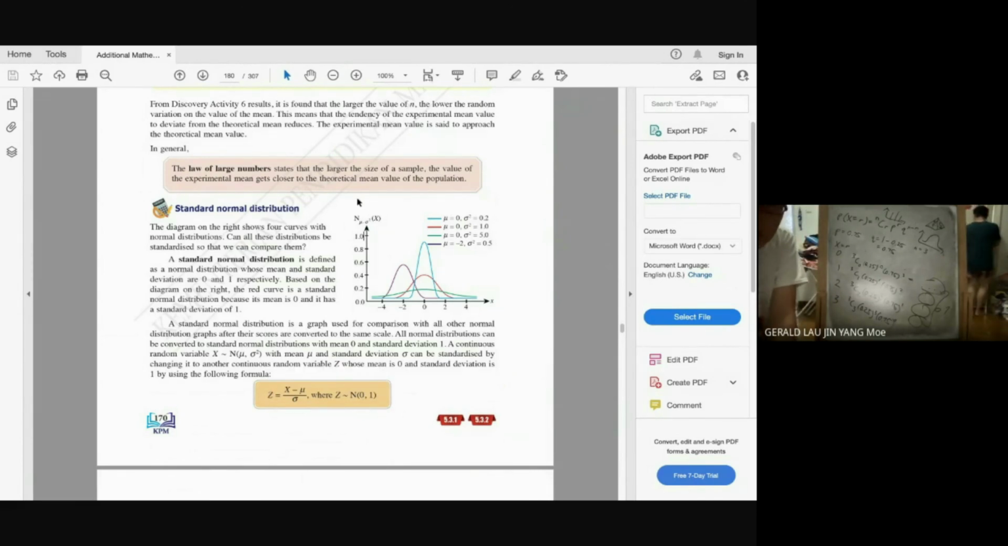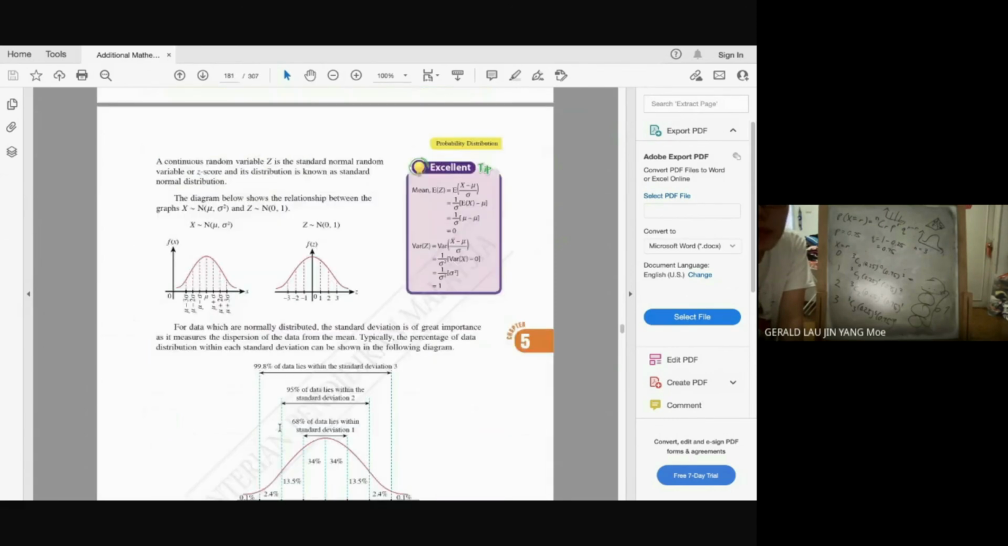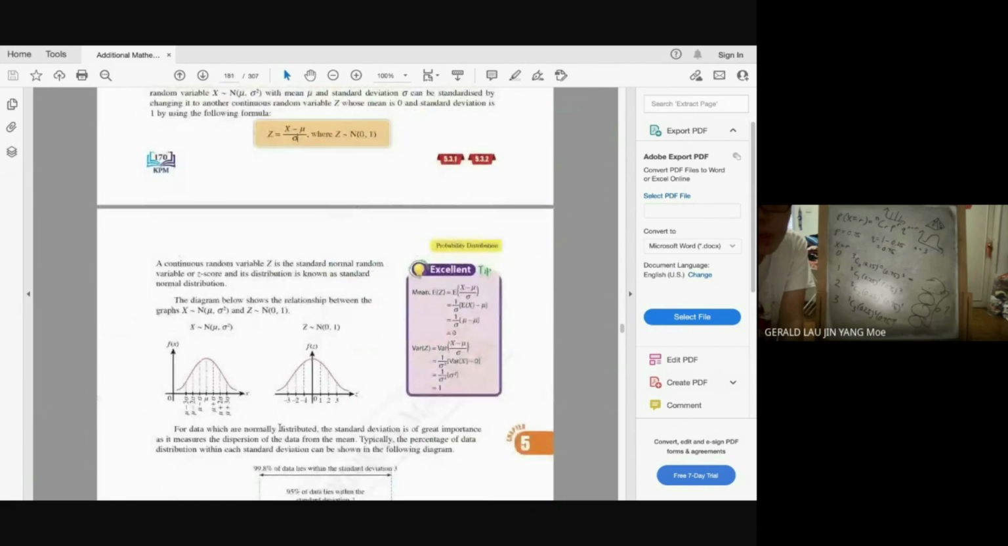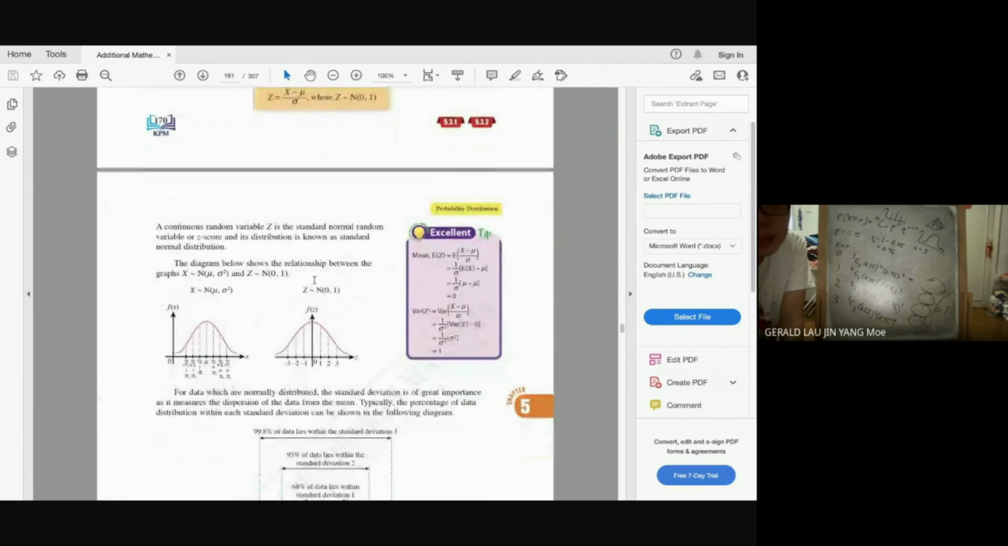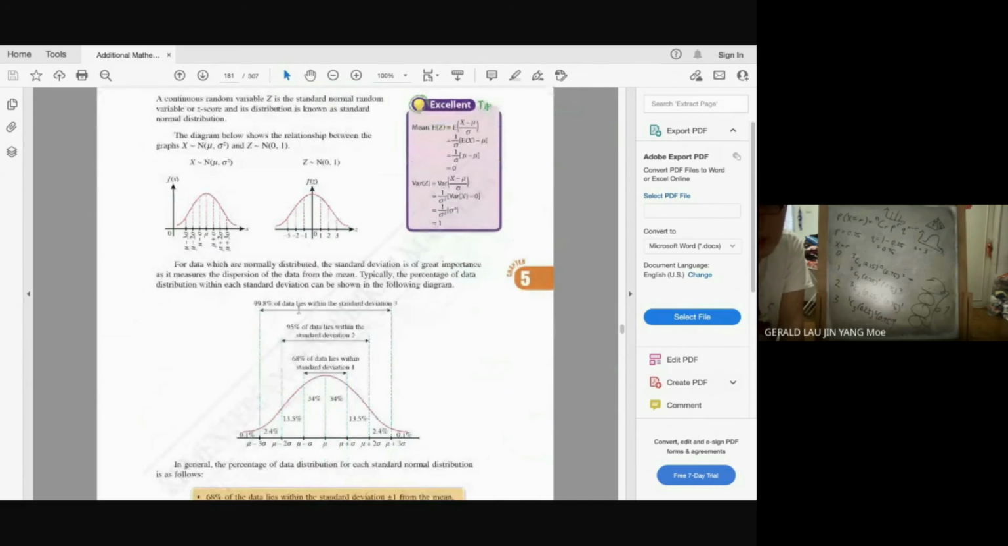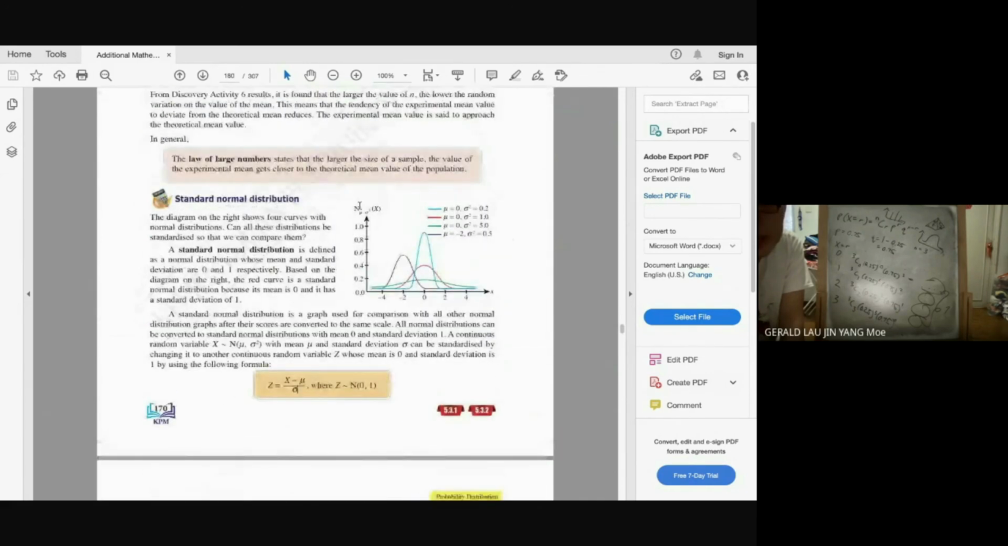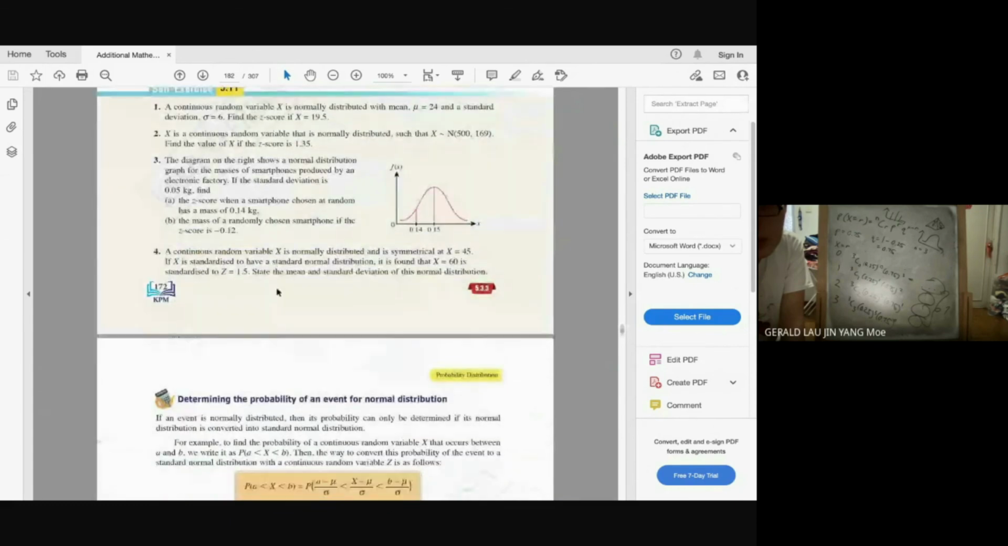So from your x, how do you convert to z? The formula is x minus mu over your standard deviation. Why do we have to convert it to standard? When we convert it to standard, it will be aligned with the y-axis. And when it's aligned with the y-axis, where is it?